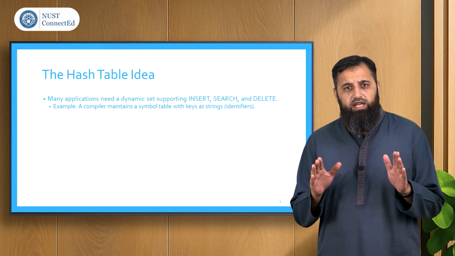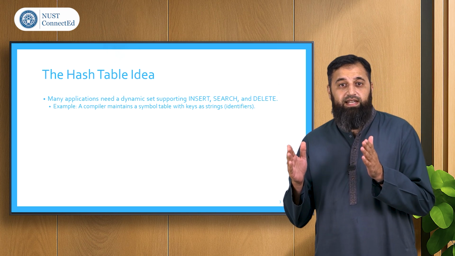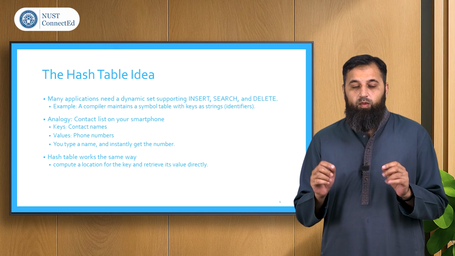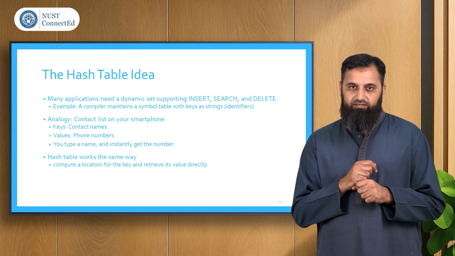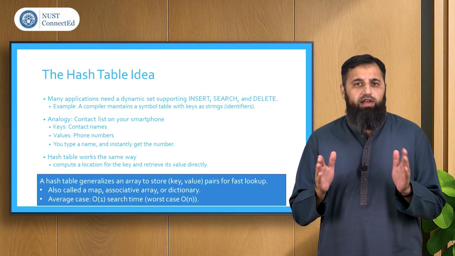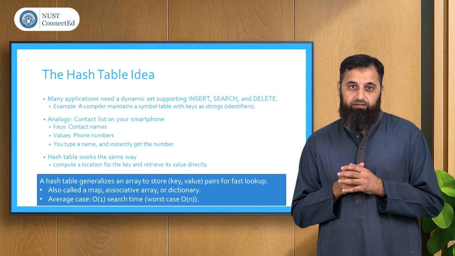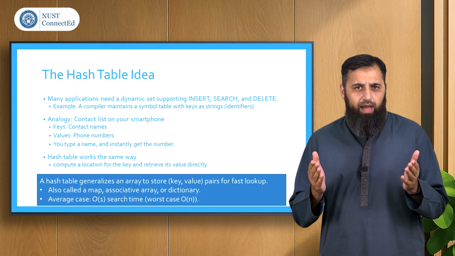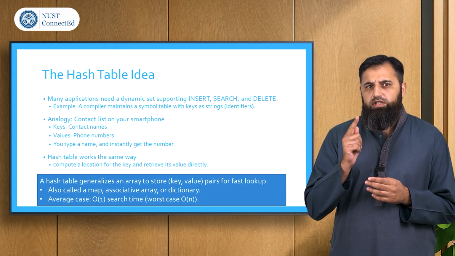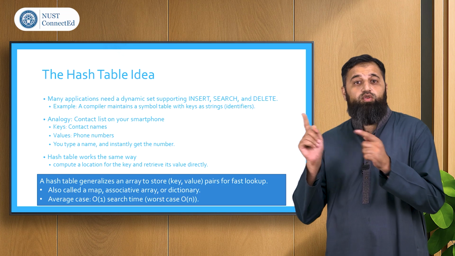Many applications need a dynamic set that supports insert, search, delete. A compiler's symbol table is a classic example, with keys as strings. A hash table generalizes an array to store key-value pairs and gives O(1) average search time. It is also called a map, associative array, or dictionary. Think of your smartphone contact list. Type a name and you jump straight to the entry.